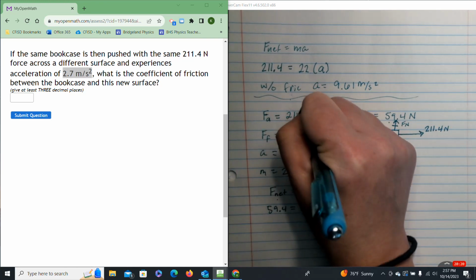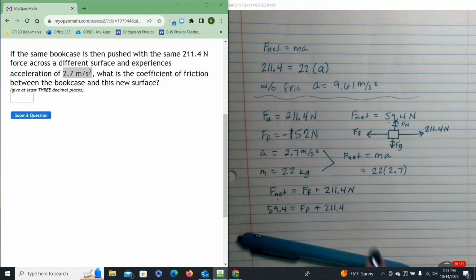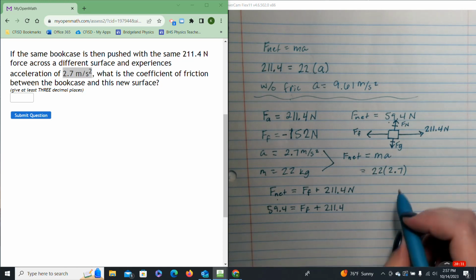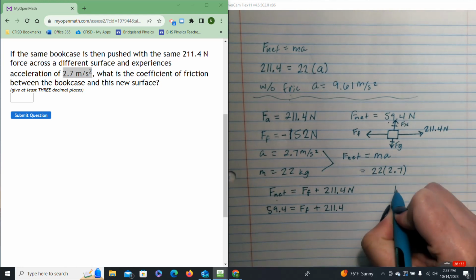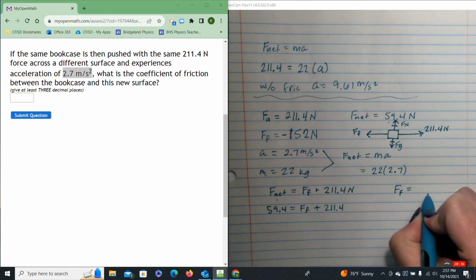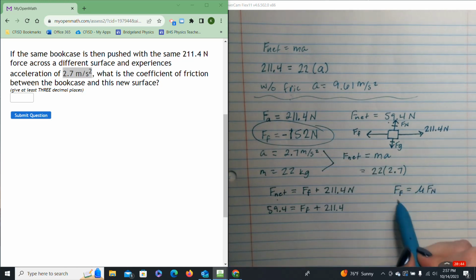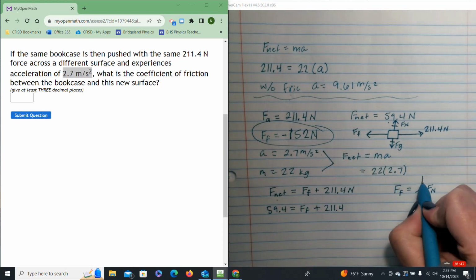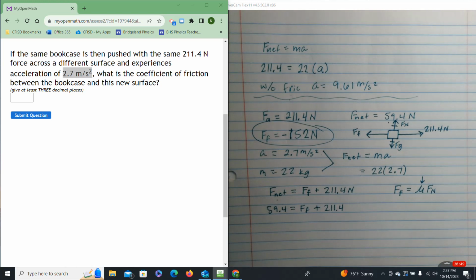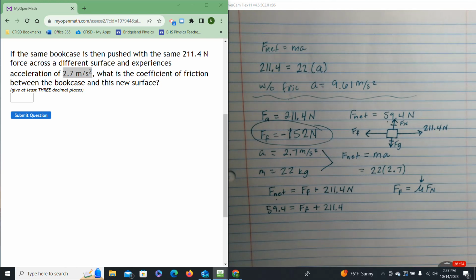152 newtons. Now that is not actually the answer to my question, because the question doesn't say what is the force of friction. Rather, it asks for the coefficient of friction. The coefficient of friction is mu, and it shows up in this equation. Force of friction is equal to mu times Fn. I have the force of friction, and I can plug that in. I'm trying to solve for mu, my coefficient of friction, which means that in order to use this equation, I also need to find Fn.